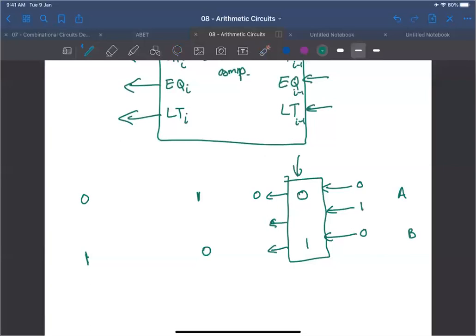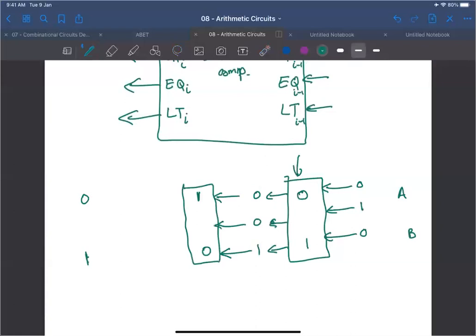Excellent. 0, 0, 1, because A is less than B so far. Okay, so far we know that A is less than B. Now we take this input into consideration for the next stage. So now we use the same logic to compare the two bits and take this input here into account.